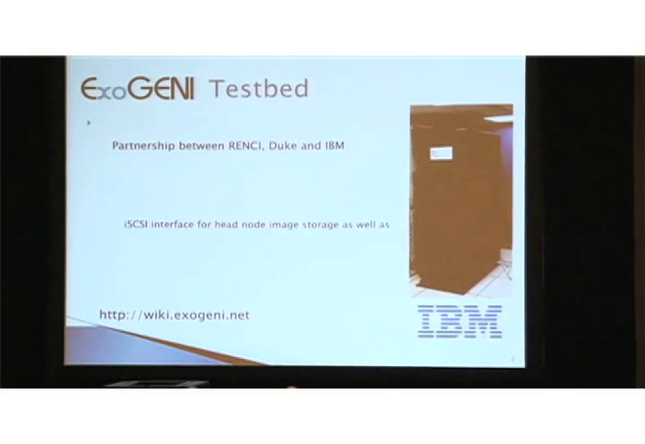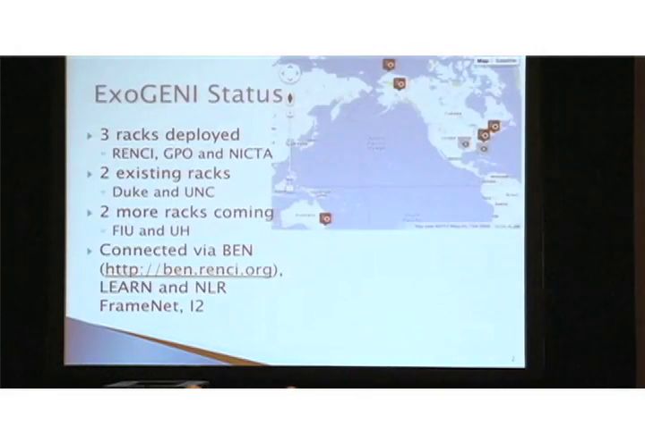The important thing is that if you want to learn more about what ExoGENI hardware is like or how to use it, the URL actually did get preserved in the presentation. It's http://wiki.exogeni.net. So next slide. As far as status, we have two racks that the GPO has paid for and that have been deployed, one at RENCI, one at BBN.